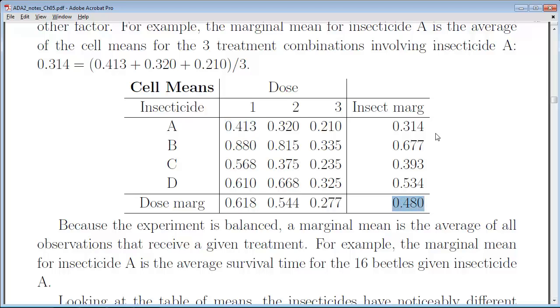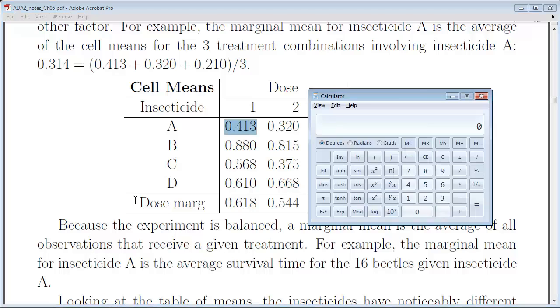Okay, so we start at the grand mean mu. We add alpha I, which is a negative 0.166, to get up to insecticide A. Then we need to get over to dose 1. So we're going to go from here over to dose 1. And that effect was beta J. That's 0.138. And if you add those up, do you get this number? Probably not. And so that's where the interaction is. The interaction is what remains as the difference.